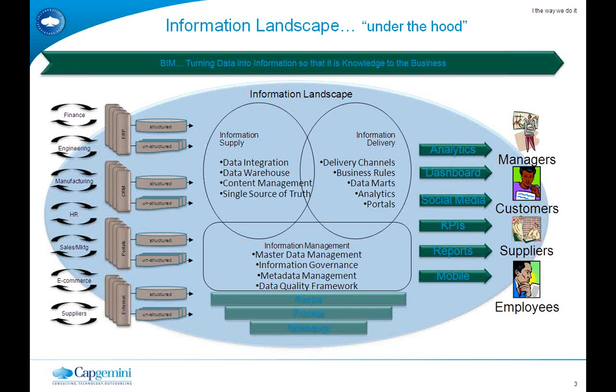And all of this is supported at the bottom by the squared off bubble labeled information management, which really houses the disciplines within data management. Master data management is the top one, and then also supported with information governance, metadata management, and the data quality framework. All of this supported by people, process, and technology. But I really wanted to emphasize that master data management is just one player in this, and it is not necessarily a silver bullet for data quality issues.